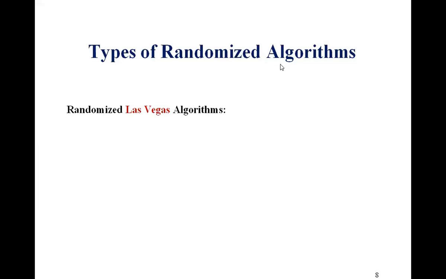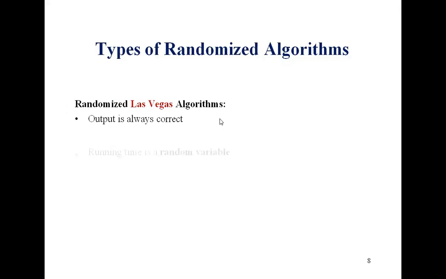In the randomized algorithms, we have two types of algorithms. That is the randomized Las Vegas algorithm. In the randomized Las Vegas algorithm, the output is always correct. That means we should get the output which is always correct.